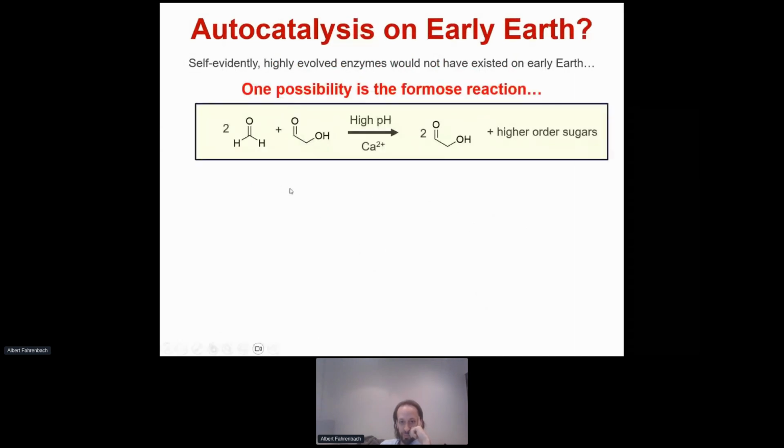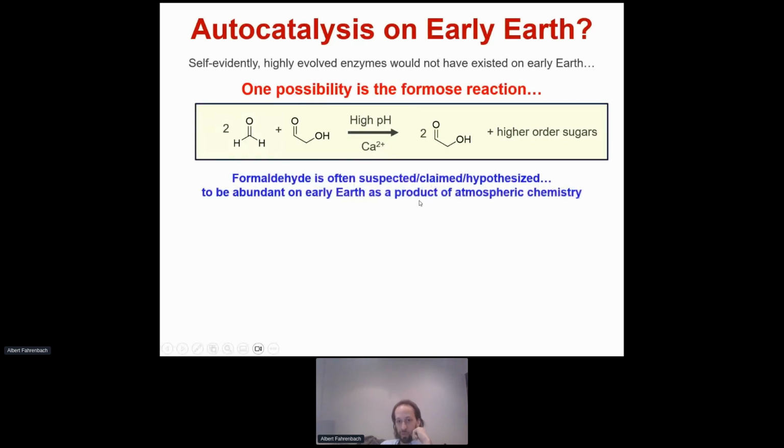So, one possibility for autocatalysis on the Earth that's been studied quite a bit is the formose reaction, shown here in simplified form. So what is the formose reaction? You just start with formaldehyde and a little bit of glycolaldehyde as your autocatalyst. You need high pH and some calcium as a catalyst. Then you can make 2 copies of glycolaldehyde, for example, but you also make a whole bunch of other sugars, including ribose, which people have claimed would have been useful prebiotically.